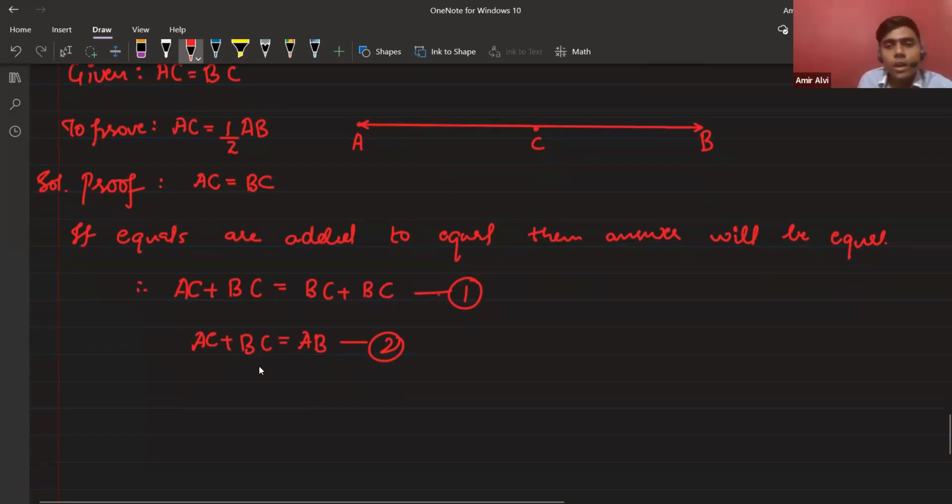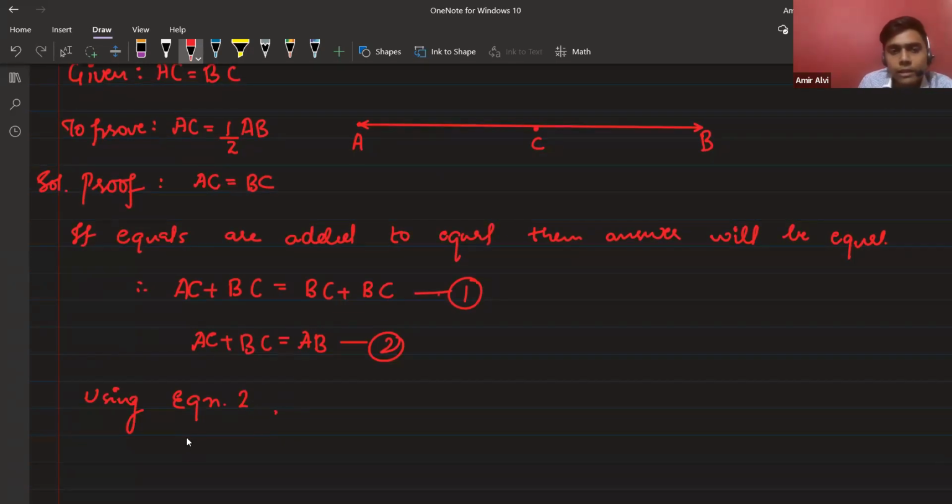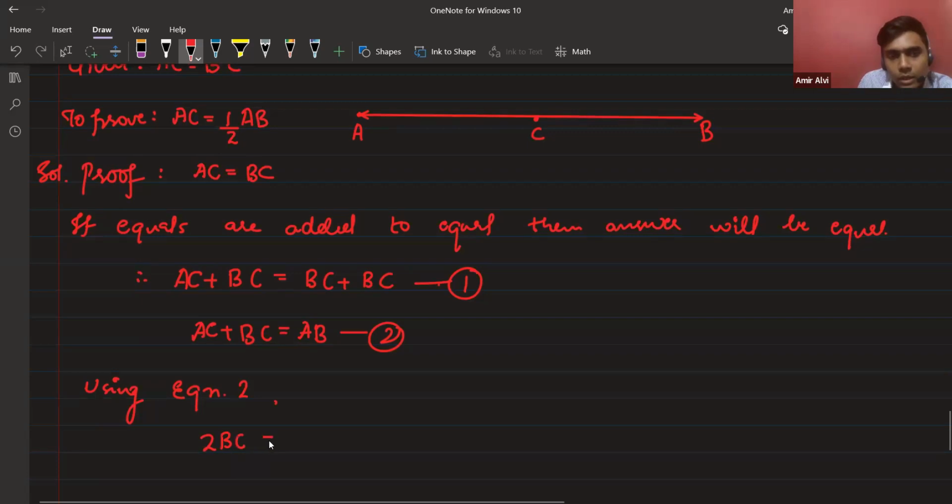Okay. So you can write, using equation 2, can you write 2BC is equal to AC? Yes. I'm just replacing this term with AB. Is this clear, Simrat, which I'm telling you right now? Yes. Is this clear, Simrat? Yes.